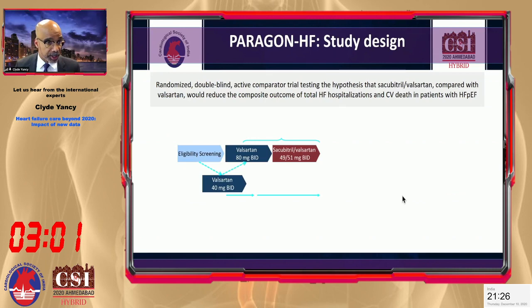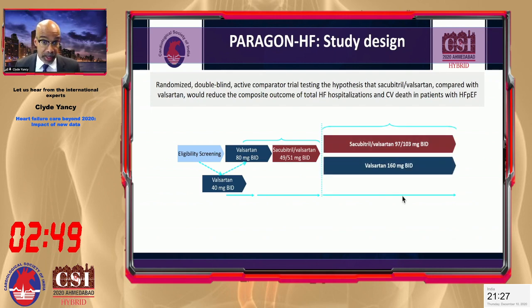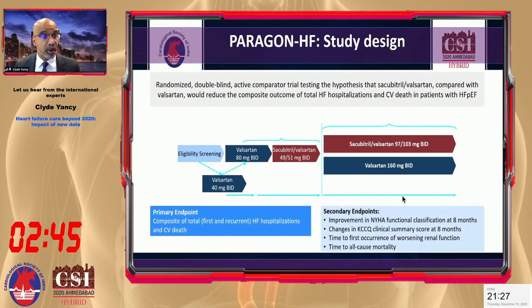This is the study design. Patients were deemed eligible after tolerating either full doses of valsartan or full doses of the combination therapy. Then they were randomized to either the combination therapy or the full dose of valsartan. And the primary endpoint was one appropriate for many of the clinical trials that we've executed, including a composite of total hospitalizations and cardiovascular death with important secondary endpoints as you see here.